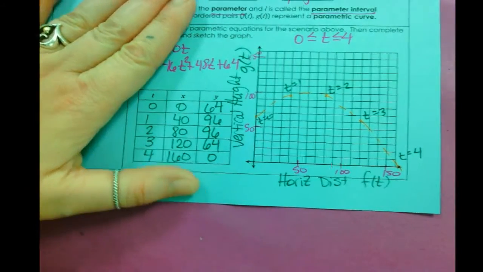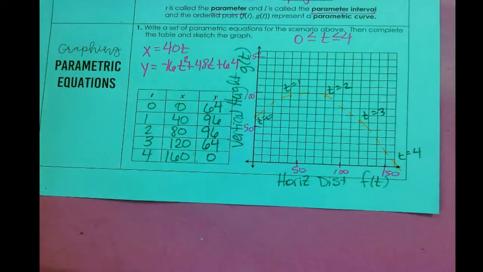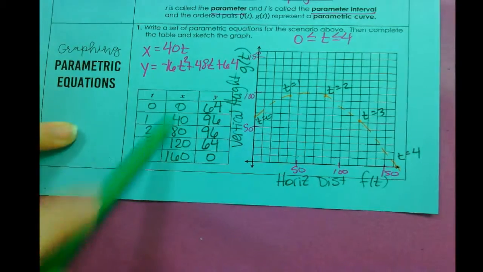What are we having trouble seeing? I can see y'all squinting. I don't know how to zoom in. This is T of 0, T equals 1, T equals 2, T equals 3, T equals 4. Just label those points. Because of the interval, yeah. That's right here.